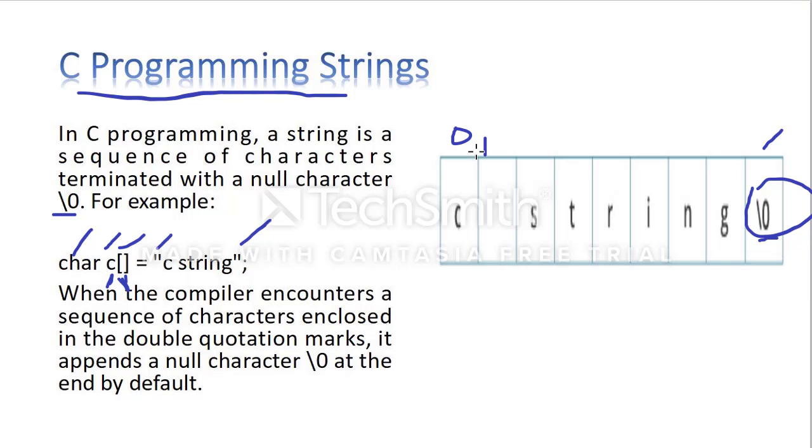Same as an array, the string index also starts from 0, because we are not doing anything new. When you take an array as characters, that is a string. When the compiler encounters a sequence of characters enclosed in double quotation marks, it appends a null character also. If you declare the string within double quotation marks, it automatically appends the \0 also. \0 means the end of the string, and it is understood by the compiler.